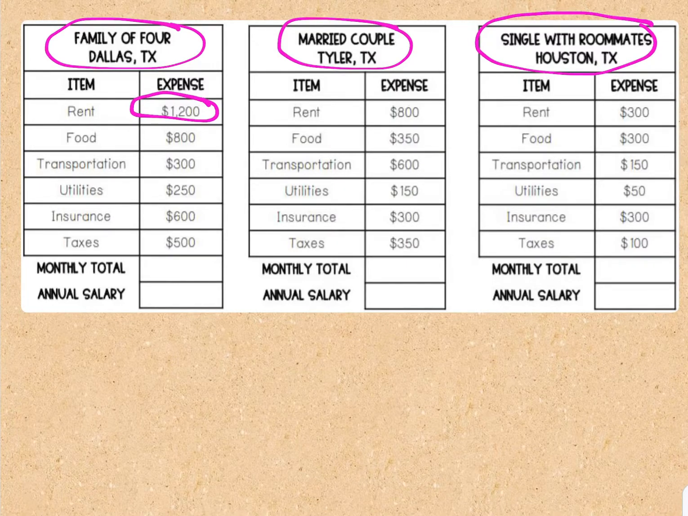Depending on where they live in Dallas, it could be a high amount, it could be a lower amount, but they're going to have the highest between these 3 because they have 4 people in their family. Okay, so they're going to have a bigger place to live, most likely.